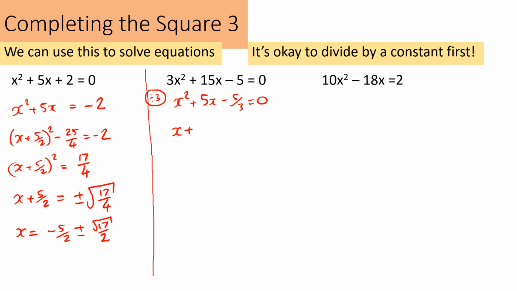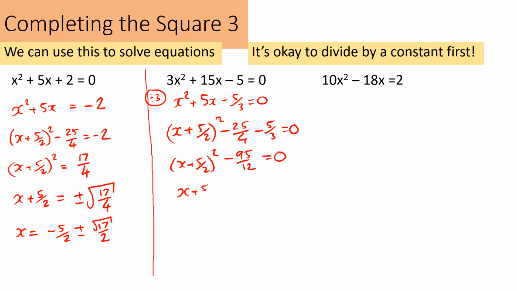So let's finish this off. So we'll halve 5 to get 5 over 2. We'll take away 25 over 4 again. We've got minus 5/3 is 0. We'll add those fractions together and get that they overall are 95 over 12, which is just a lovely fraction. We will subtract that. And finally, we will square root and subtract our 5 over 2. You could probably do this in one step if you want, but I'm trying to do things properly here.